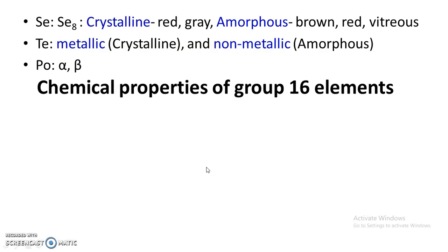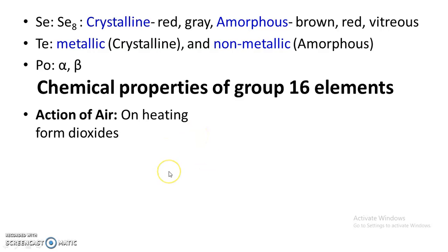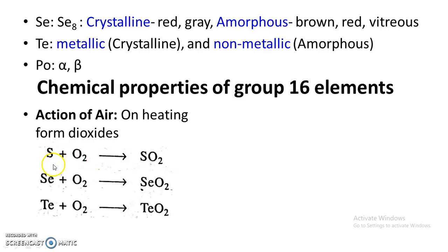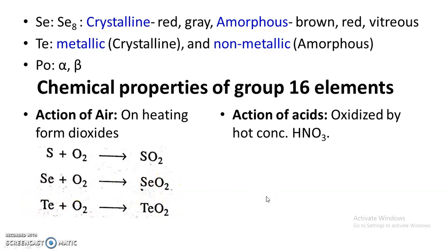Now the next important point, that is the chemical properties of group 16 elements. Action of air. Actually, on heating with air, sulfur, selenium, tellurium form the dioxides. Sulfur reacts with air, that is oxygen, and forms sulfur dioxide. Selenium gets converted to selenium dioxide. Tellurium forms tellurium dioxide.